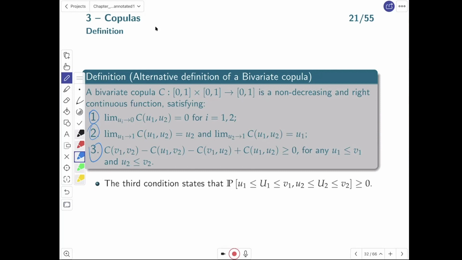If you have a function C, if, for example, I give you a function C on a final exam and I ask you, is this function C a copula? It's better to use this definition, because this definition gives you just three conditions that you have to verify. You take the function C I give you, you check, is condition 1 satisfied? Is condition 2 satisfied? Is condition 3 satisfied? If yes, it's a copula. If no, it's not a copula. Right? So from a practical point of view, definition 2 is more interesting. Okay?